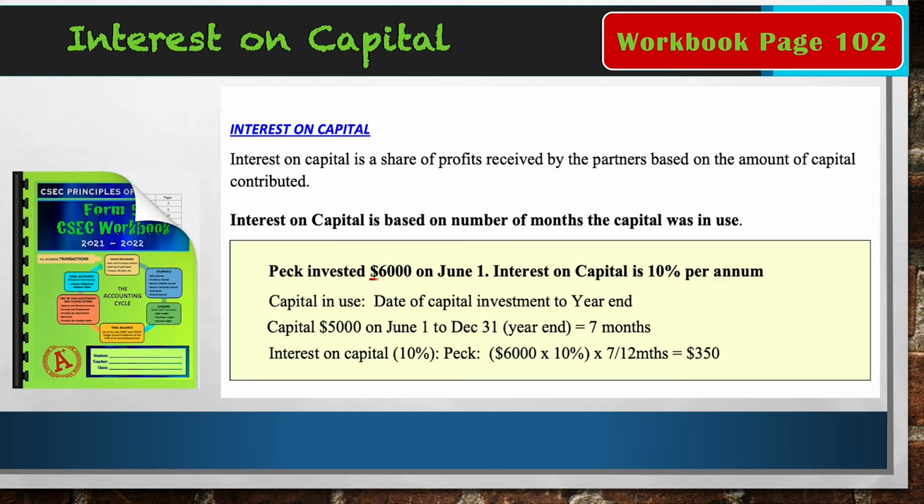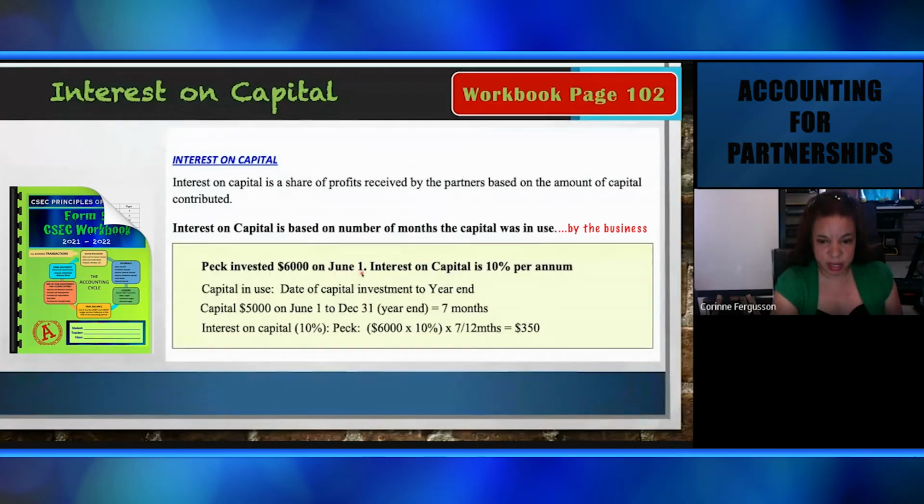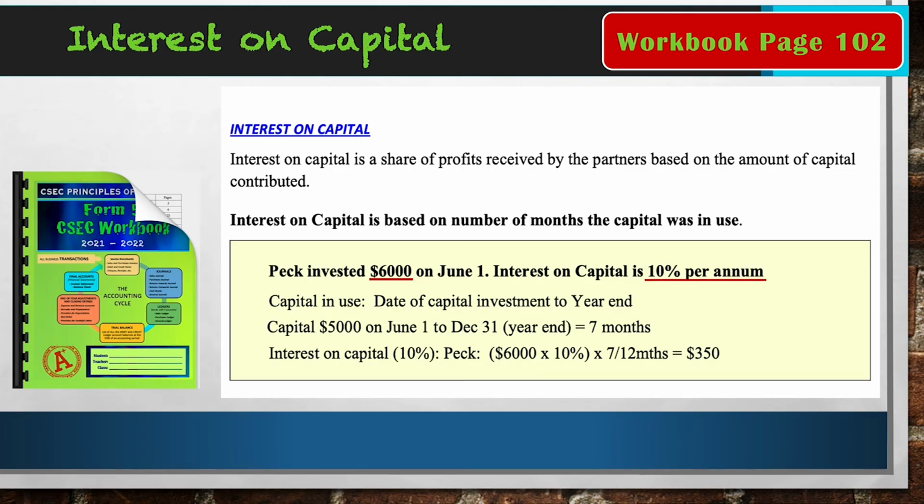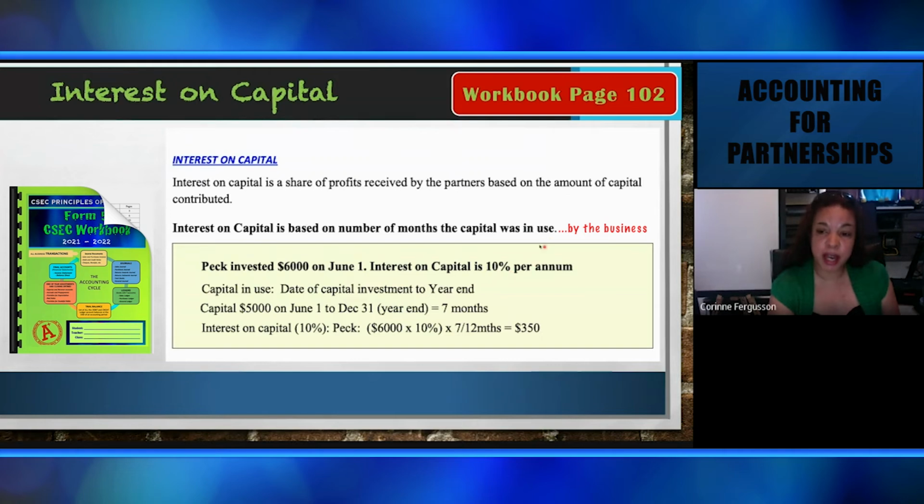PEC invested $6,000 on June the 1st. So assuming that the year end is December 31st, we already know that he did not invest the money for the full year. He invested a little over halfway through, right? Interest on capital is 10% per annum. Because of this, you cannot just give him 10% of $6,000, which is 600, because the partnership business did not get the benefit of that $6,000 for the entire year.